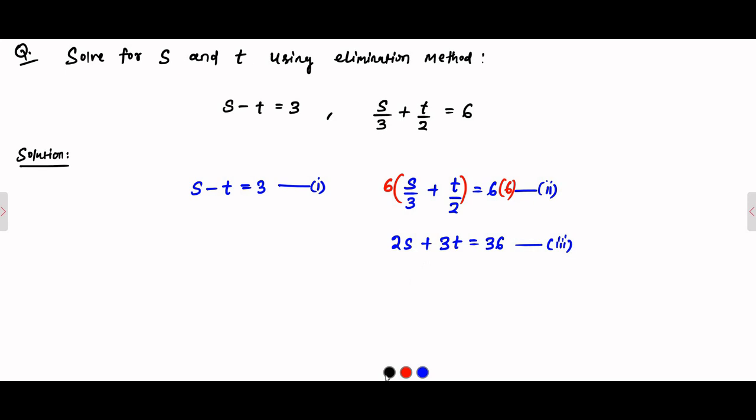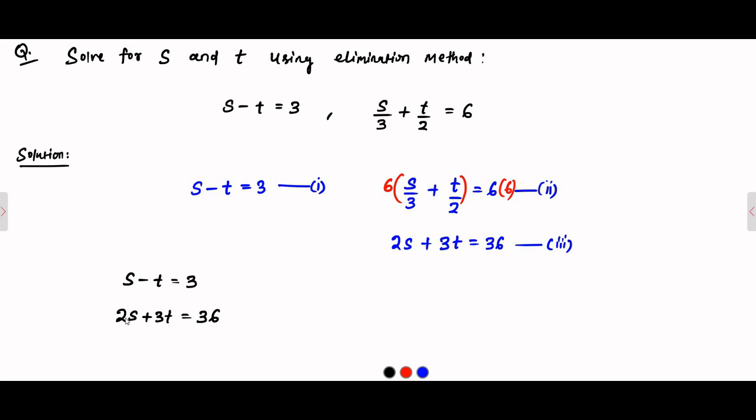So the two equations are now s minus t is equal to 3 and 2s plus 3t is equal to 36. Now the basic principle of the elimination method is that through the use of addition, subtraction, multiplication, division, whatever you do, eliminate one of the variables and its coefficients entirely. Bring the equation in terms of one variable.